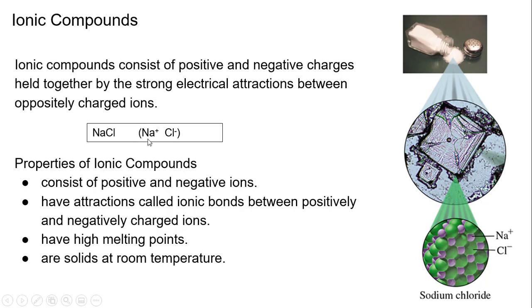So the positive is metal, negative is non-metal. It has an attraction called an ionic bond. So again, we call it an ionic bond, but it's an electrostatic attraction between the oppositely charged ions.